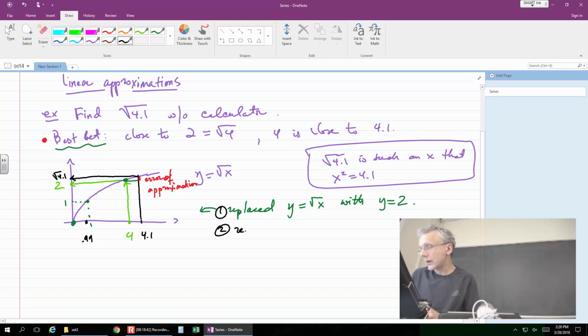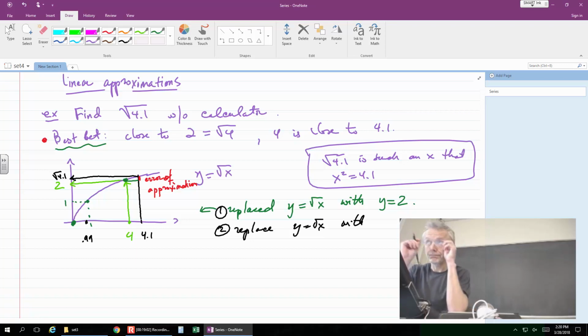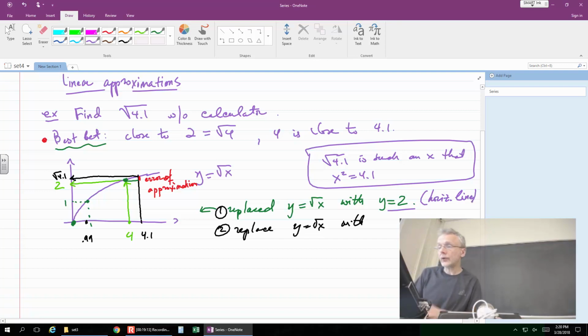The idea is, replace y equals square root of x with what is a better approximation of the graph than a horizontal line. So look at it. I replace it with y equal 2. This is a horizontal line. You can also see it over here, this is the horizontal line that I'm talking about. Y equal 2.